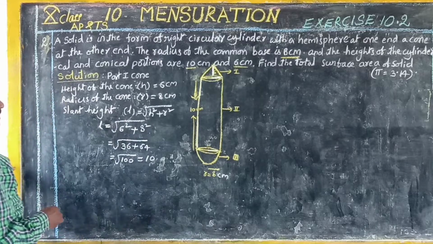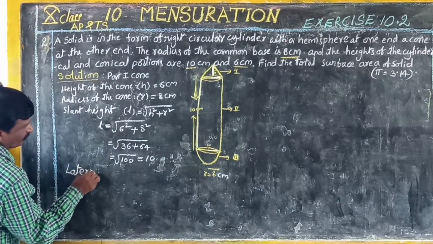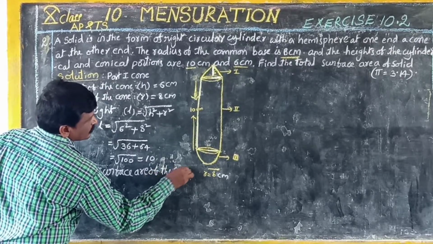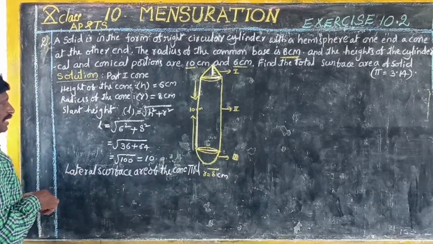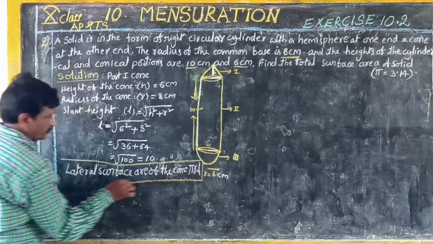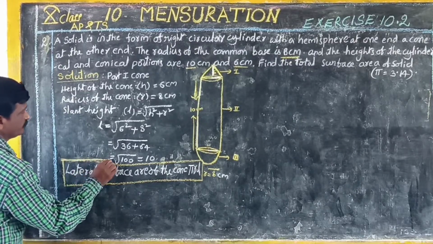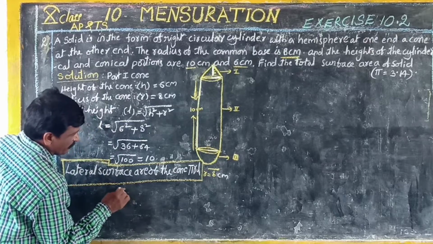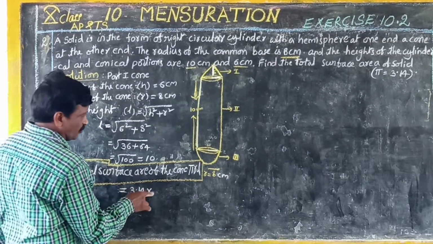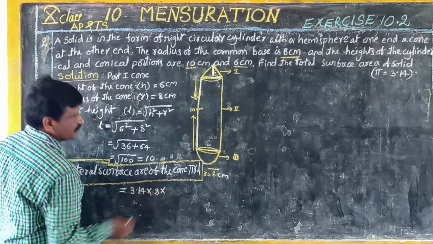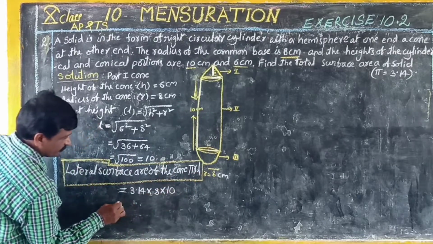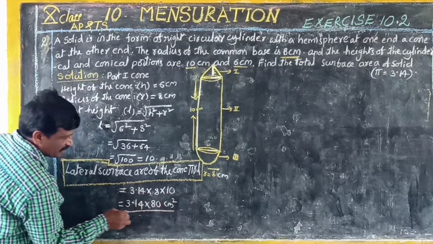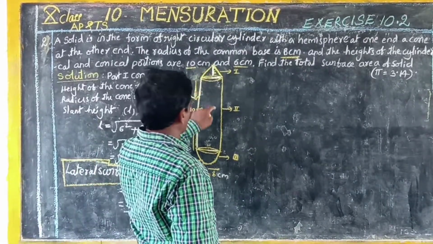Next, the lateral surface area of the cone is pi R L. So pi means 3.14, into R which is 8, L which is 10. 3.14 into 8 times 10 is 80 centimeters square. This is part 1.